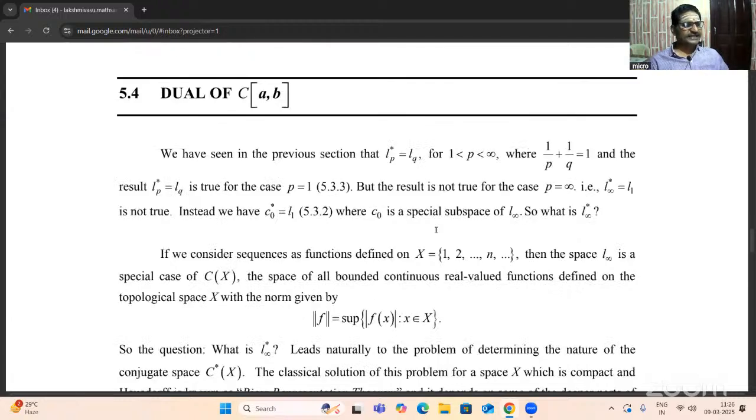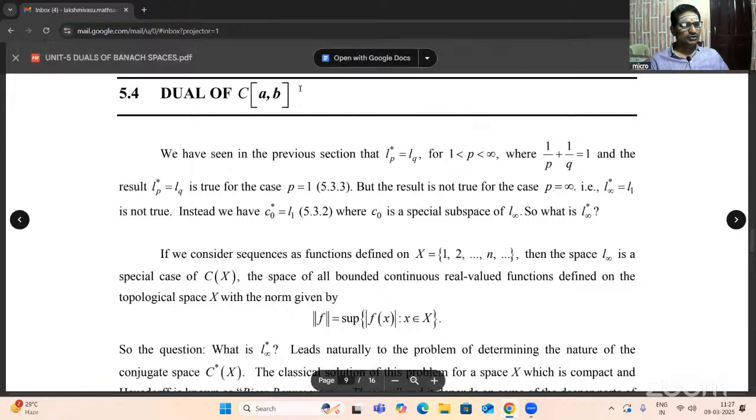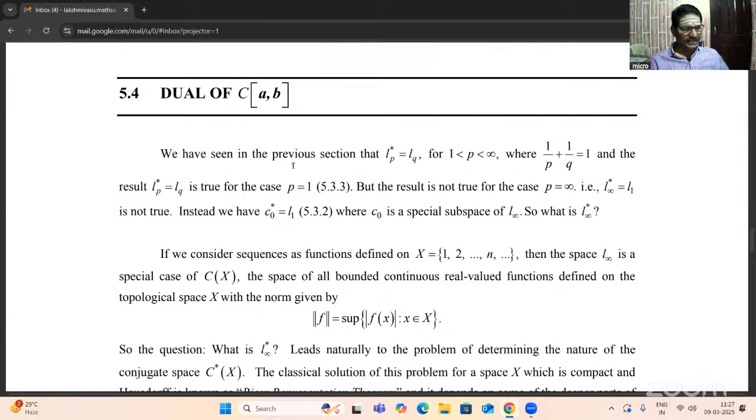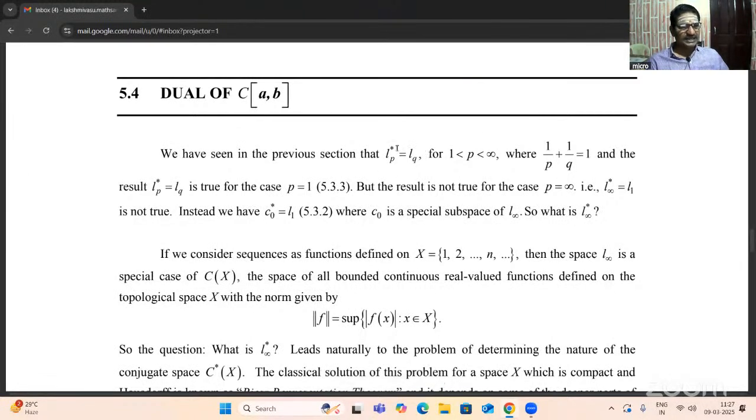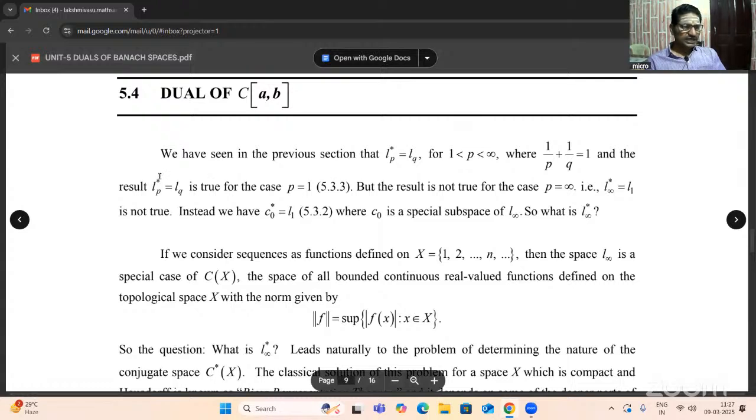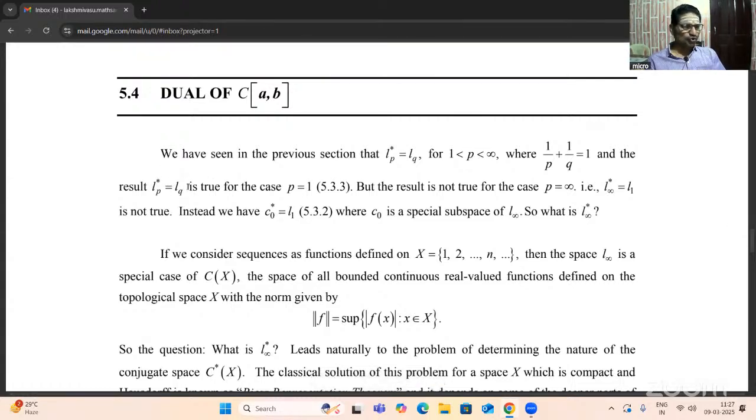Now you just have to practice these theorems. Dual of C[a,b]. C[a,b] means the set of all continuous functions on the closed interval [a,b]. Already we have derived in the previous theorem that the dual of Lp equals Lq when p lies between 1 and infinity, with the Holder inequality condition 1/p + 1/q = 1. The dual of Lp equals Lq is also true when p = 1, so the theorem is obvious.